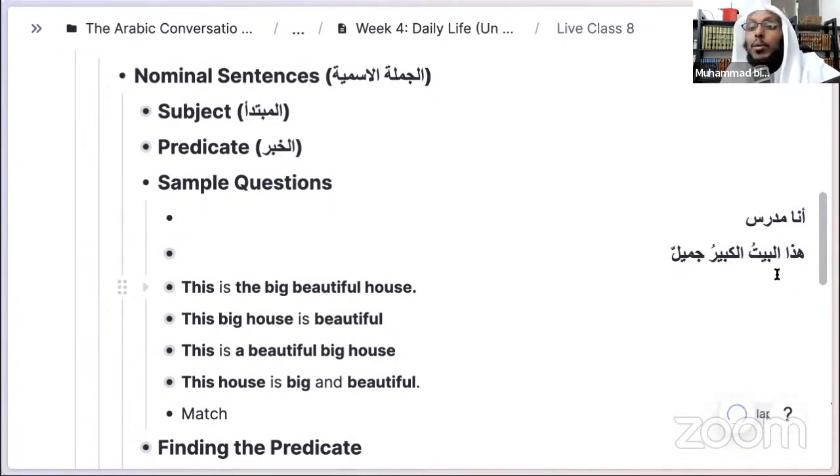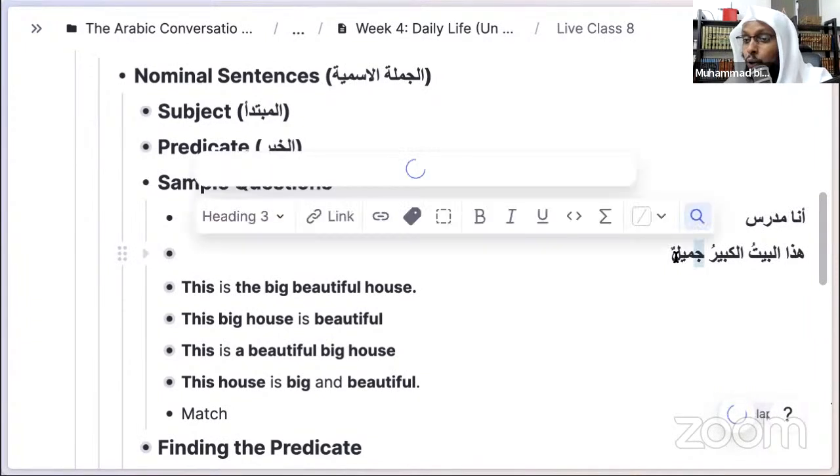Somebody walks up to you and says, this big house. You're still waiting for him to say something about the house. You're like, what about it? That tells you that the sentence is not complete, which means the predicate has not come yet. This big house. But then he says to you, is beautiful. Now I know what you're trying to say. Now you can either agree or disagree. That depends on you. So jamilun is indefinite.